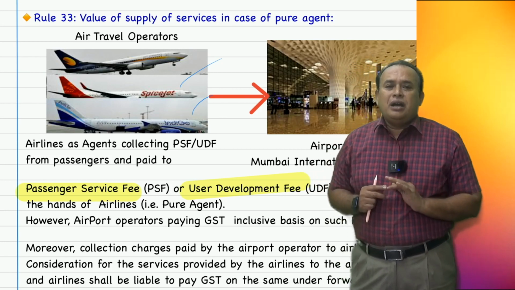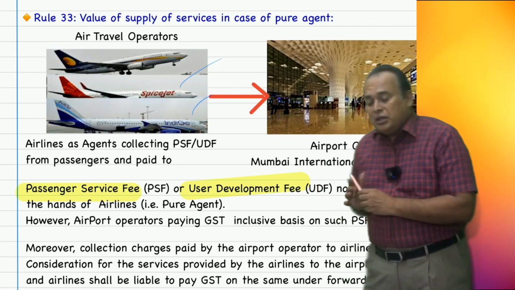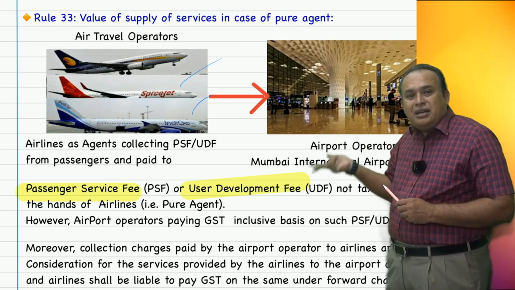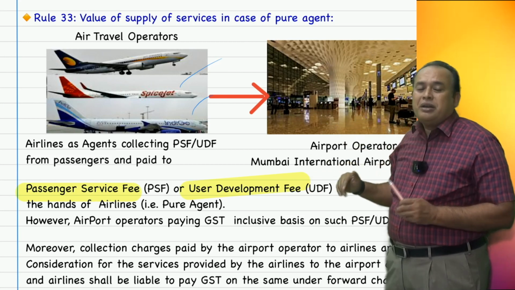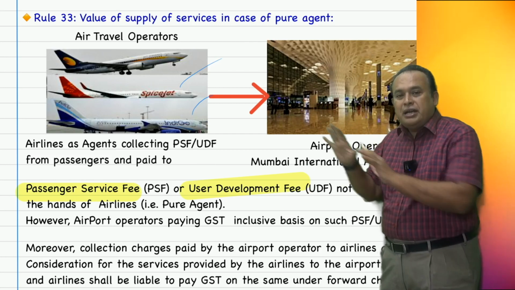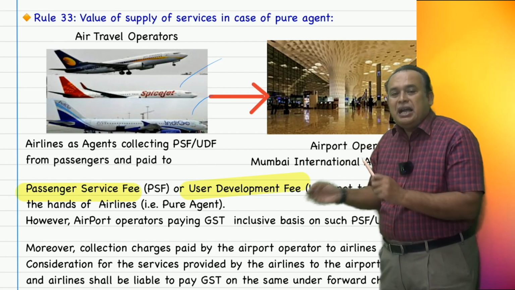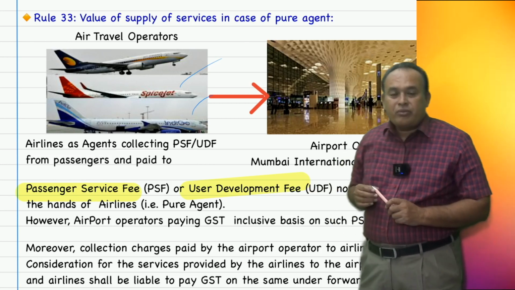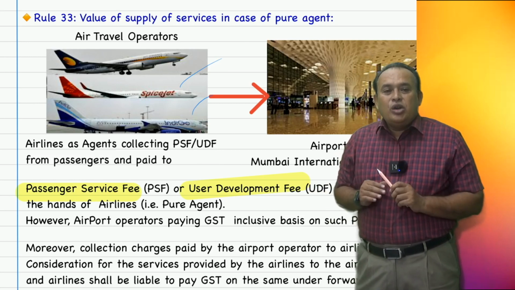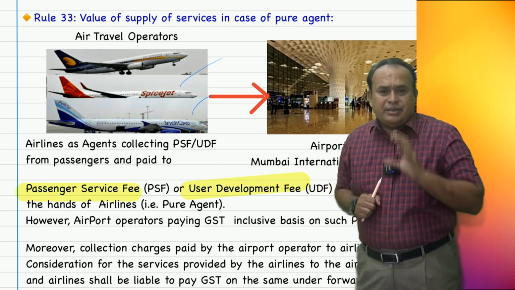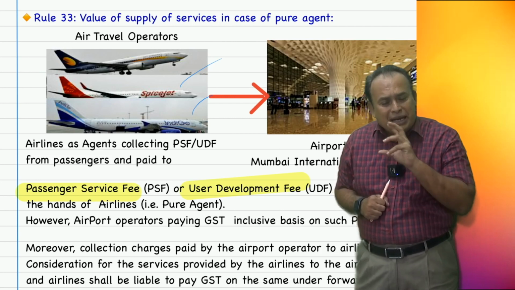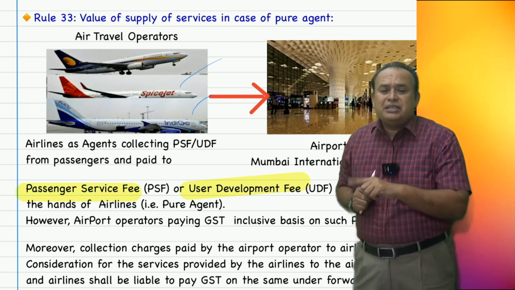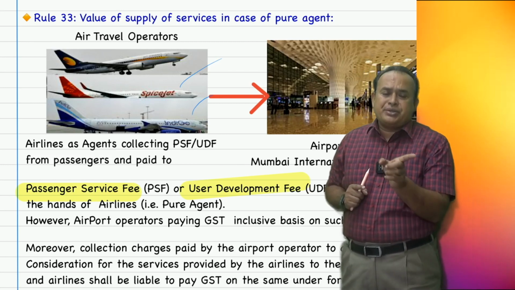Air travel operator replied this to the airport operator: we will do it for you, collecting the passenger fee from the passengers and giving it to Mumbai International Airport Limited. Here, the airport operator is collecting the passenger fee from the passengers through SpiceJet, through Indigo, namely the air travel operators.